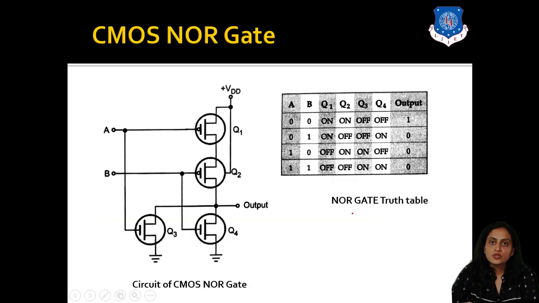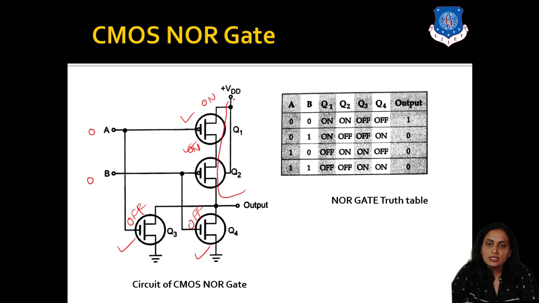Now we will see the CMOS NOR gate, and for the NOR gate, we are connecting the NMOSes in parallel and the PMOSes in series. Here, if we apply 0, 0, then both the PMOS are on and both the NMOSes are off, and due to that the output is directly connected to VDD. That means the output is logic 1. So you can see when both inputs are 0, output is logic 1.